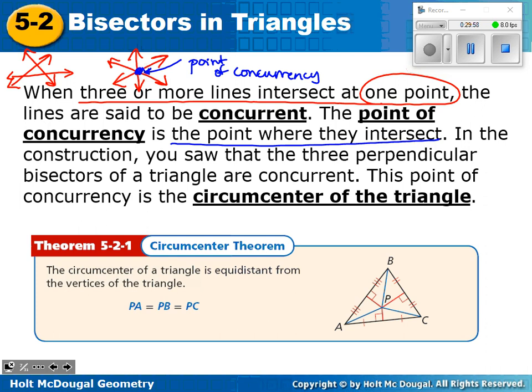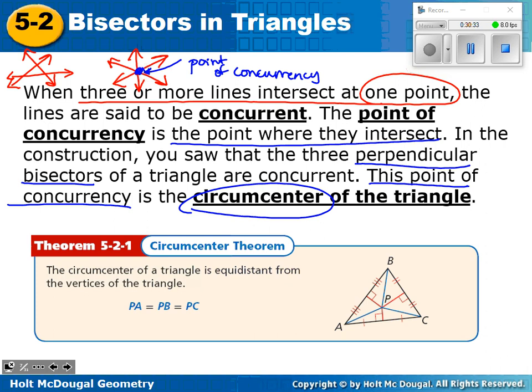Okay, so the first point of concurrency we're going to learn today is called the circumcenter. The circumcenter is the point of concurrency of the perpendicular bisectors. So where these meet, this point is called the circumcenter. Okay, and that's by drawing in the perpendicular bisectors.